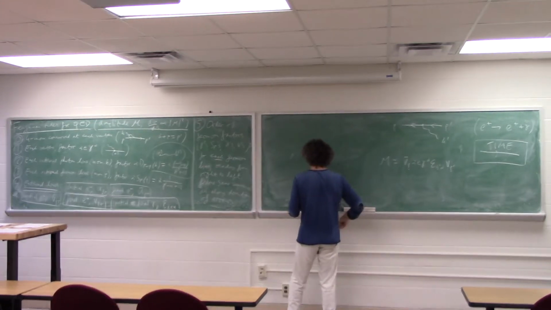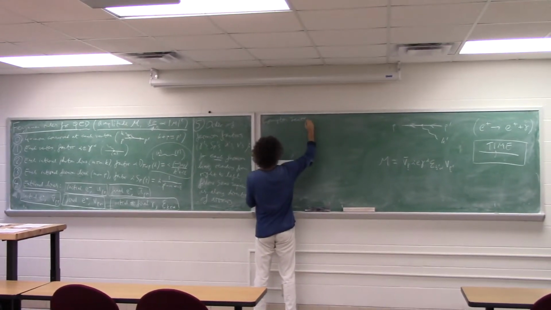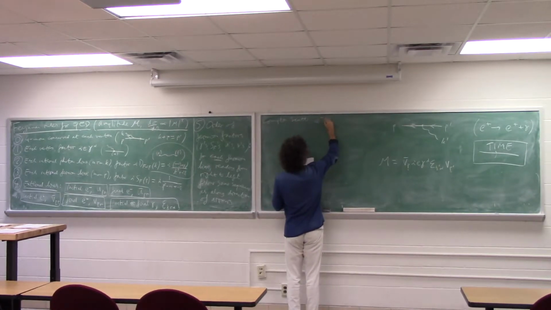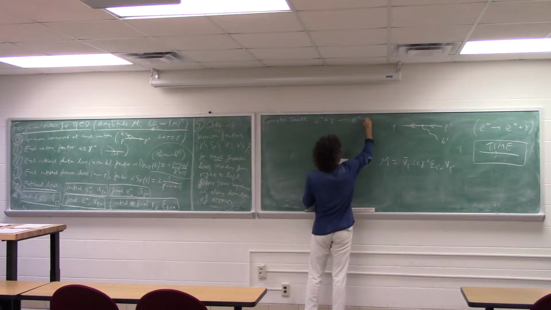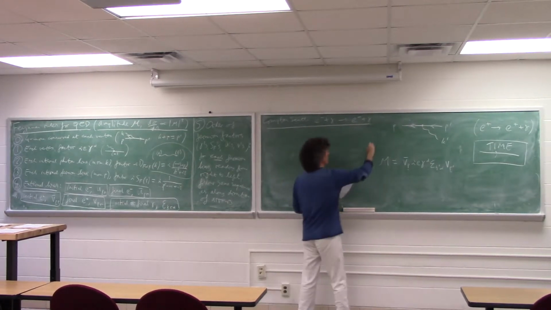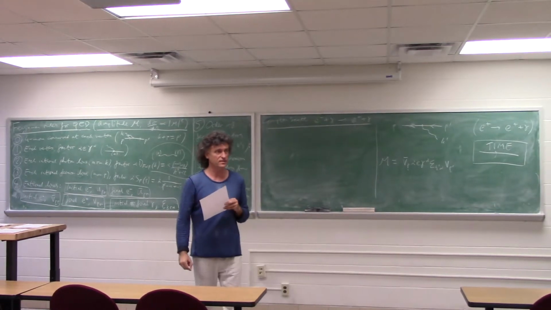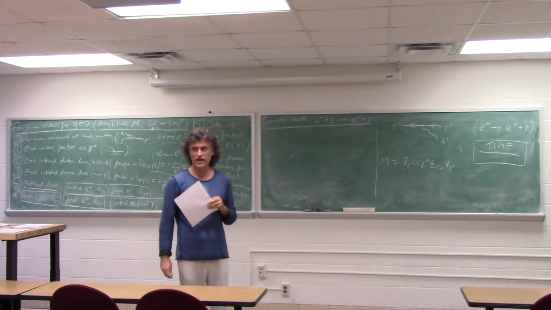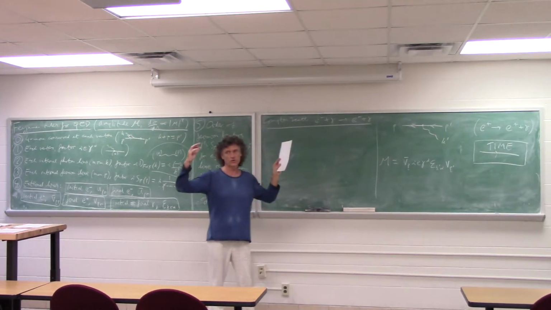All right, now let's look at a process that is actually a physical process, in the sense that it can occur by itself. So let's look at Compton scattering, in which we have an electron and a photon scattering off each other. I believe we worked out the S matrix element as a homework problem. It's the sort of thing that you have to do once in your life.